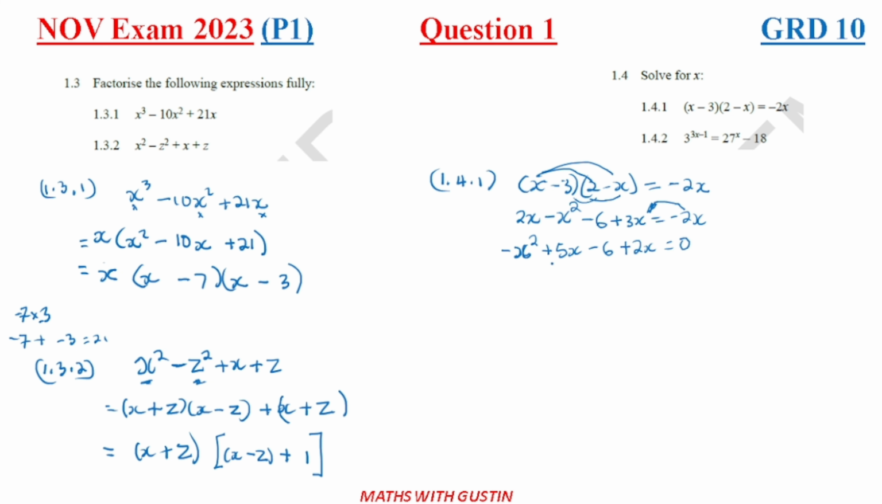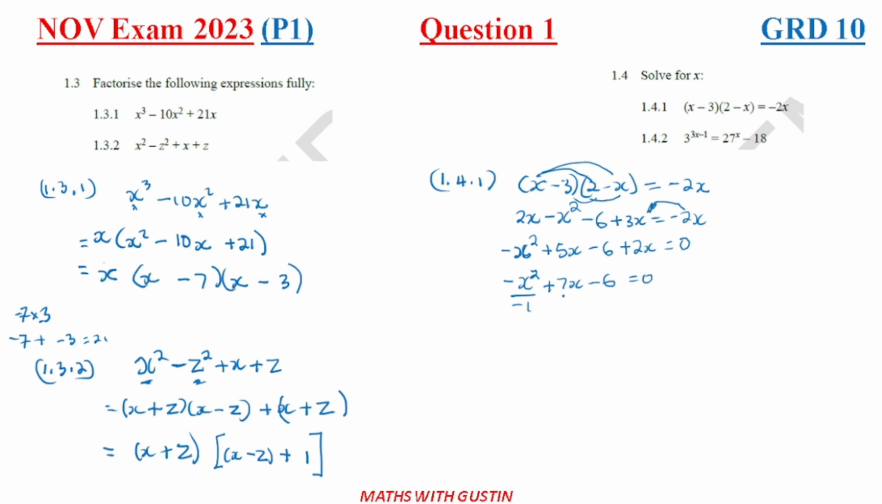All right, so now let's group the like terms. We've got 5x there, and then we have got also here 2x. So therefore it's going to be negative x squared. Therefore 5x plus 2x is going to give us plus 7x. Negative 6 is equal to 0. Therefore, guys, we can't factorize here with a negative here, so we must divide everything by negative 1.